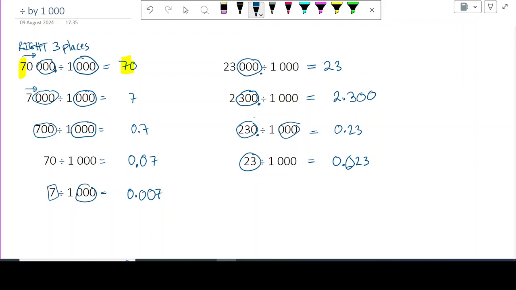Dividing by 1000, all the digits move 3 places to the right. So every single time we have moved to the right of that decimal. And the other key thing is that the digits haven't changed. 2, 3, 2, 3, 2, 3. They're always the same. Super.